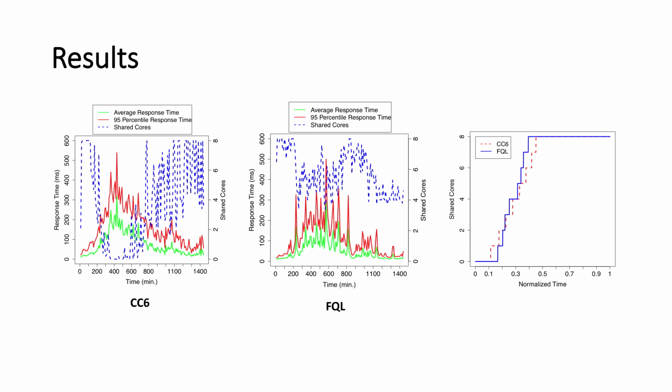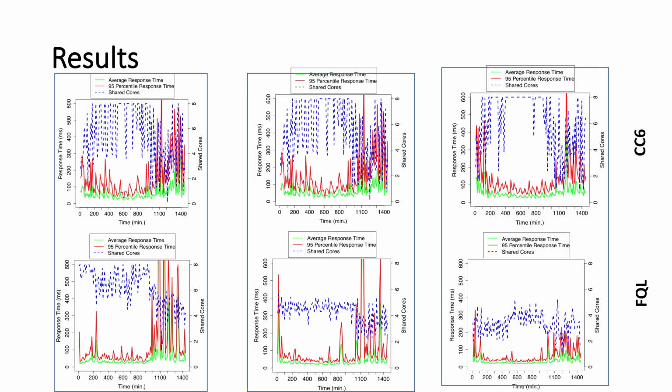It can be seen in the right figure that the amount of cores shared over time is pretty similar for both approaches. However, FQL shares slightly more cores. Both of them share all the cores around half of the time. However, as highlighted in the left two figures, the number of cores shared over time fluctuates quickly and largely for CC6, while it remains more stable for our FQL approach.